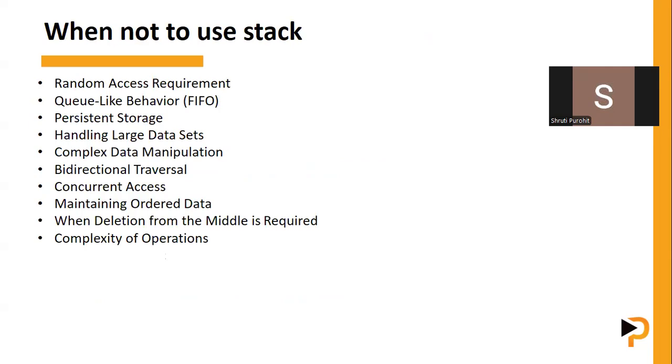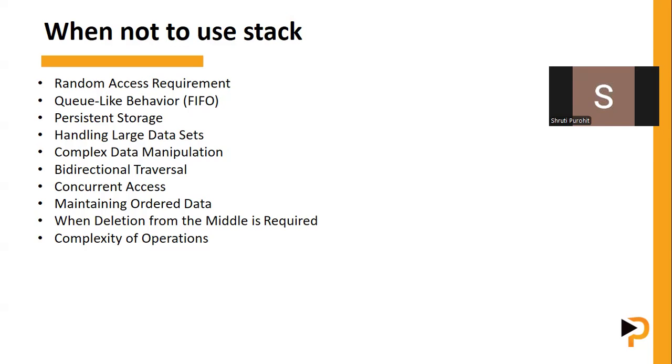So I hope these two classes are clear to you. Now, what are the scenarios when you should not use a stack as a data structure? Avoid using stacks when your application requires random access, because the ordering is fixed in a stack. So if you want random access, then it is not useful. Then persistent storage, handling large data sets, and maintaining order of the data. Bidirectional traversing is there, from first to last and last to first. If you need to traverse from anywhere to anywhere, then it is not the best data structure.